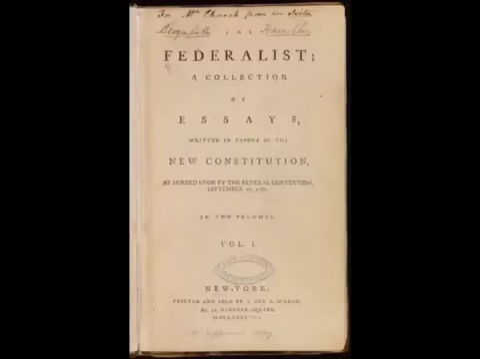The Federalist Papers were first published in 1787. A Federalist is a supporter of federalism, which is a system of government where power is constitutionally divided between a central authority, which would be like the national government, and the states. The Federalist Papers were written by Alexander Hamilton, James Madison, and John Jay.